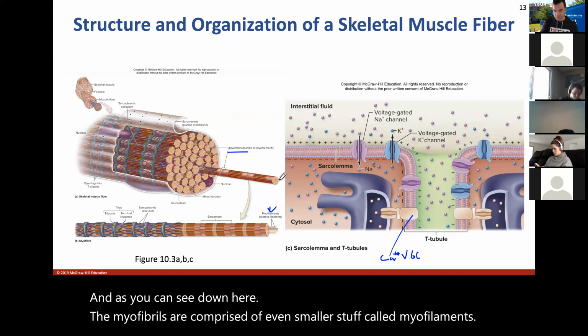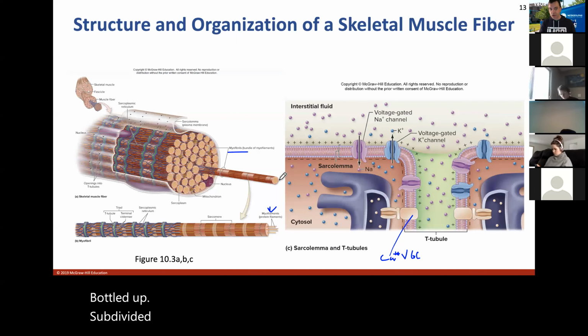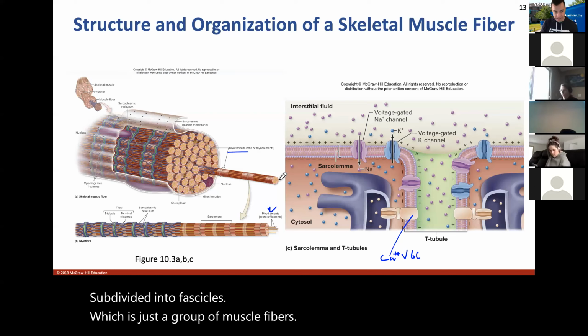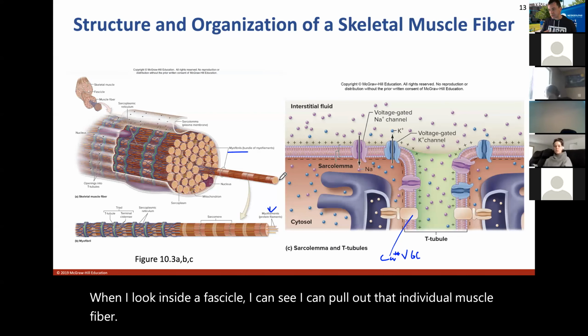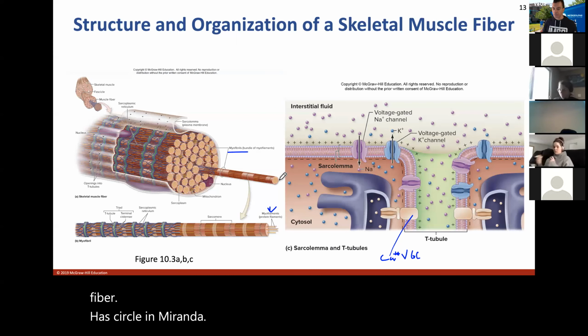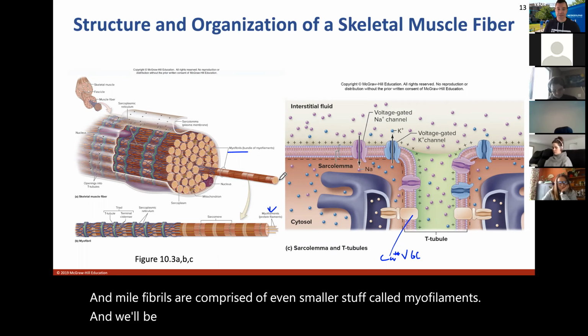The entire muscle belly, bundled up, is subdivided into fascicles, which is just a group of muscle fibers. When I look inside a fascicle, I can pull out that individual muscle fiber. It has sarcolemma around it. It's comprised of many myofibrils. And myofibrils are comprised of even smaller stuff called myofilaments. And we'll be talking about really all of these things when we talk about muscle contraction.